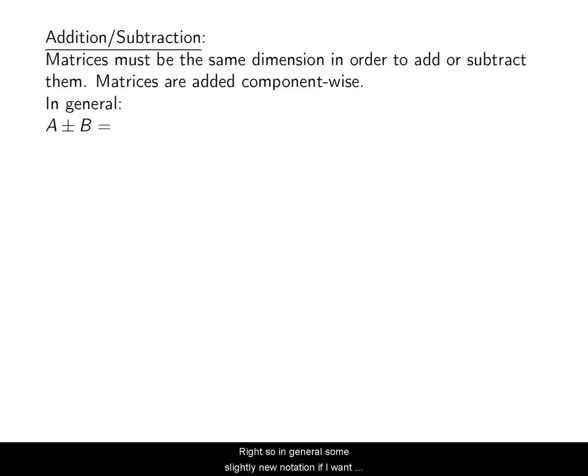So in general, some slightly new notation. If I want to add or subtract two matrices together, this is a secondary notation for a matrix, A sub ij, where i is the row and j is the column entries, okay? So remember, rows, columns. So A sub ij, i is the specific row that you are on, and j is the specific column that you are on. So it's basically saying that the entries in each row and column add or subtract with the paired row and column.